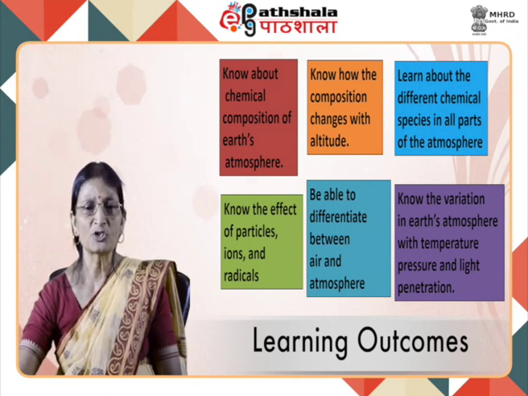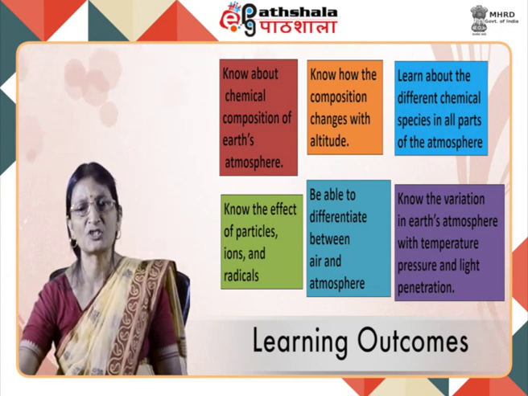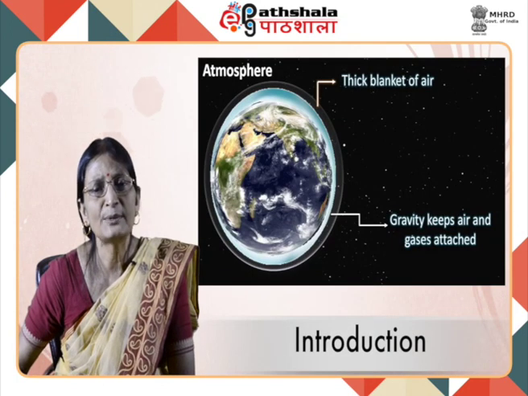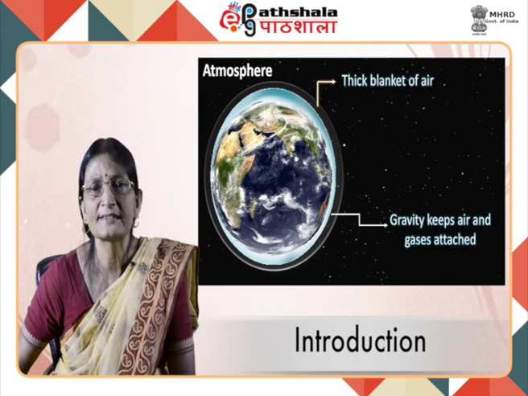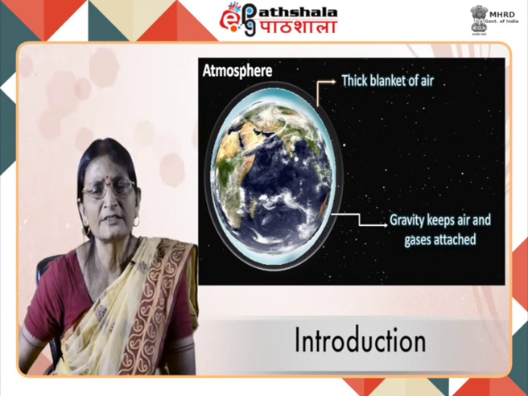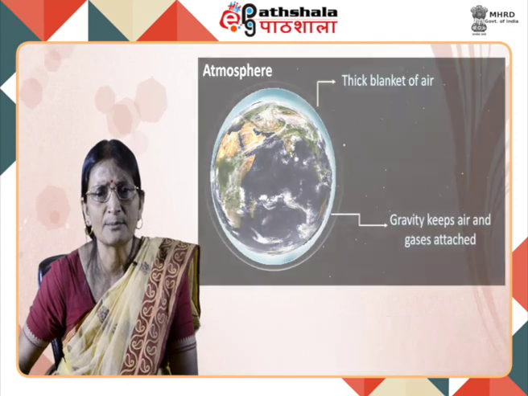You will know the composition of the atmosphere, how it varies, and how the temperature, pressure and light penetration vary in different sections of the atmosphere. The atmosphere for any planet is a blanket of gases surrounding the planet which is held in place by gravity. So for Earth it is air which is present in the atmosphere, but the atmospheres of all the planets in the solar system are not the same.